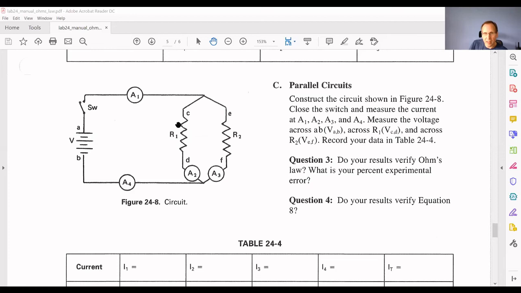So you can think of A2 and A3 as being the currents that pass through R1 and R2. I guess we call them I2 and I3 in this case. And then A4 is the current passing through this part of the circuit. Okay, so to construct this, let's go to the simulation. I'll help you guys construct this.